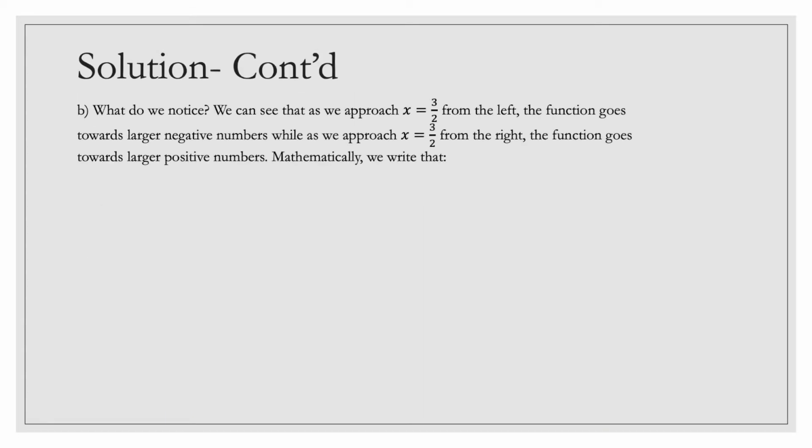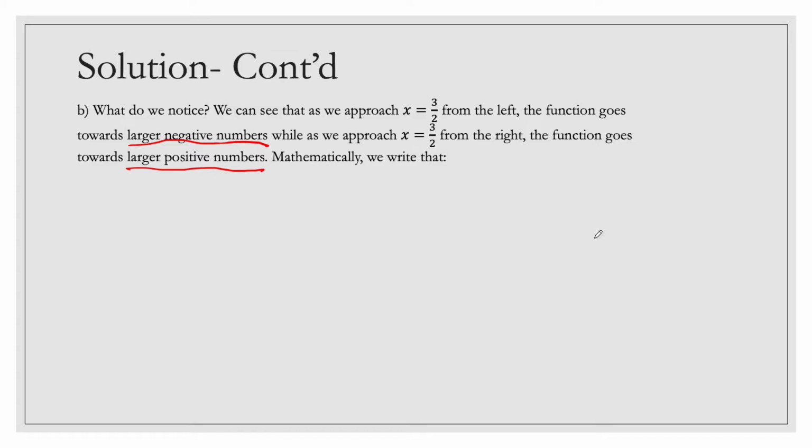So what did we notice? We can see here that as we approach 3 over 2 from the left, the function goes towards larger negative numbers, and we actually have a symbol that we use in math for that. And as we approach 3 over 2 from the right, the function goes towards larger positive numbers. And once again, we have a mathematical symbol for that.